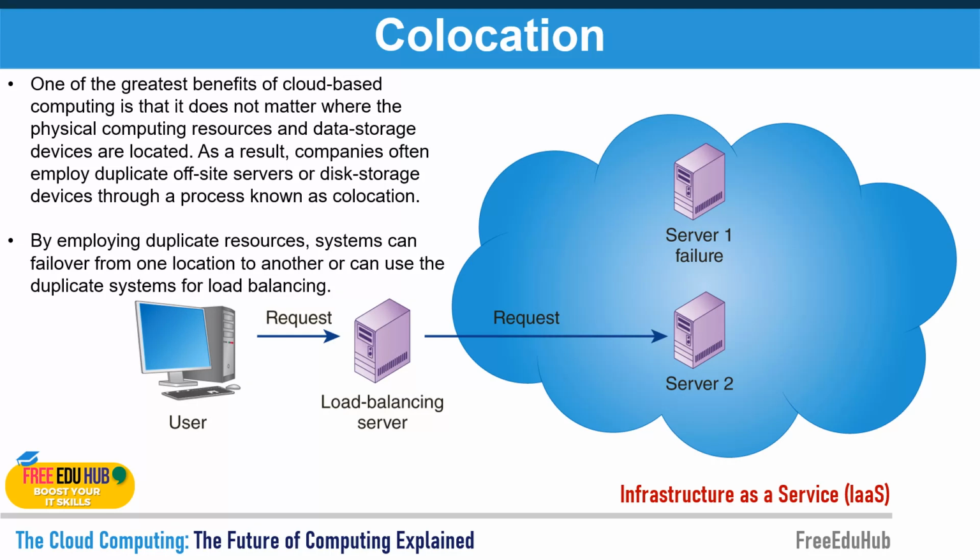You don't worry about where it is located, but in case of a failure, it would automatically shift to your second co-location, and the services would be operated from there. By employing duplicate resources, systems can fail over from one location to another, or can use the duplicate systems for load balancing. As you can see, in case of a failure, it would shift to the other one.